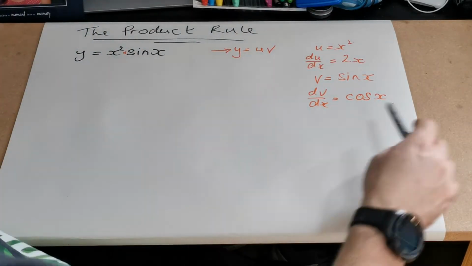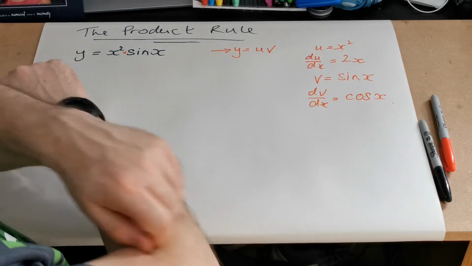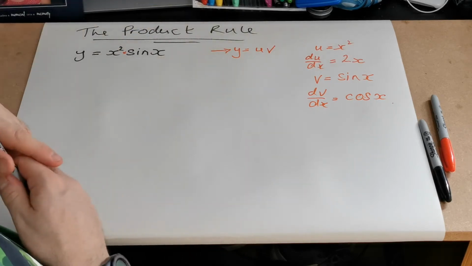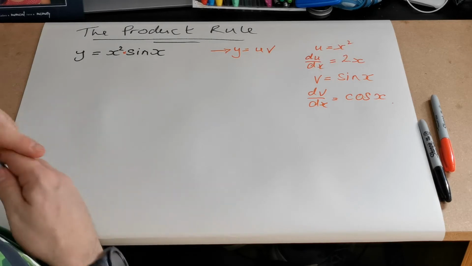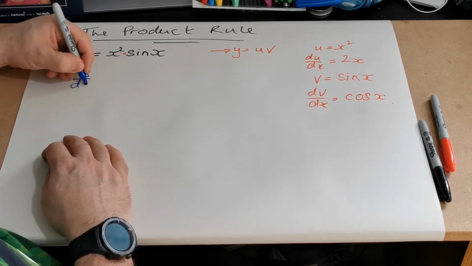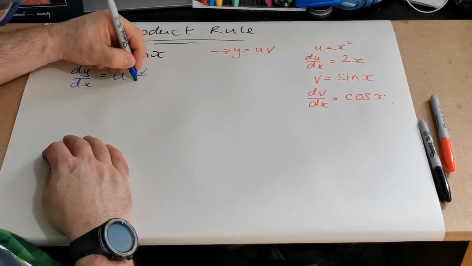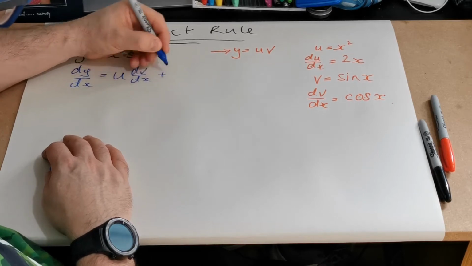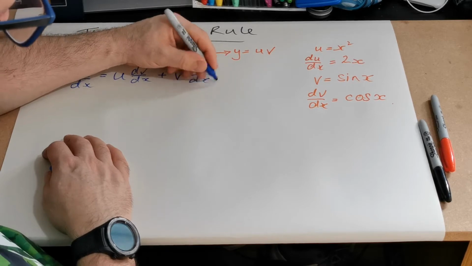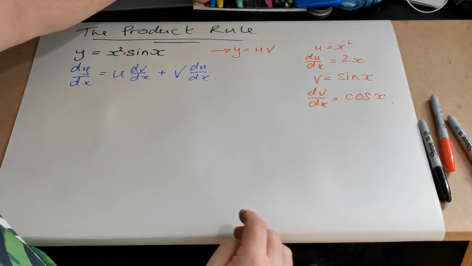So once we find out those 4 bits, we're in a position to be able to work on one of these examples. What I haven't told you is the general rule, which is that dy by dx is equal to u dv by dx plus v du by dx. And all I now have to do is put my bits into that equation.